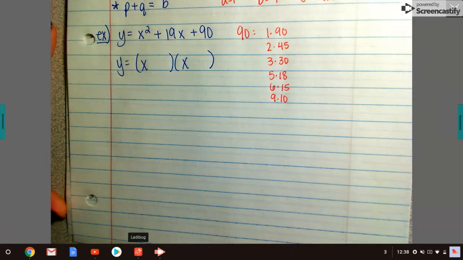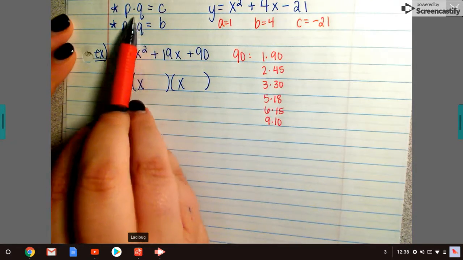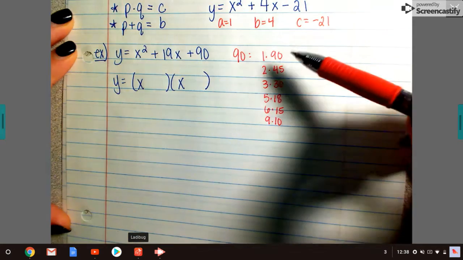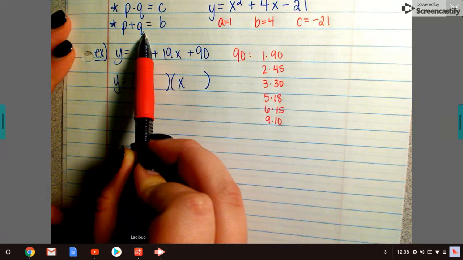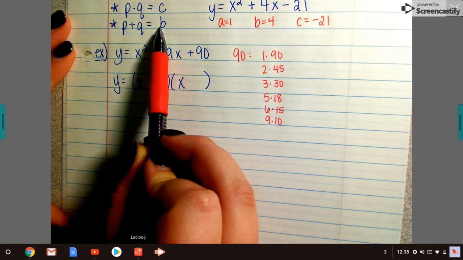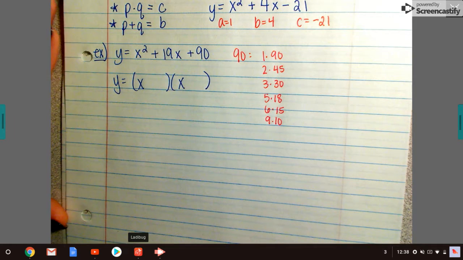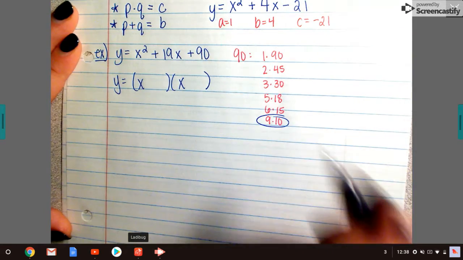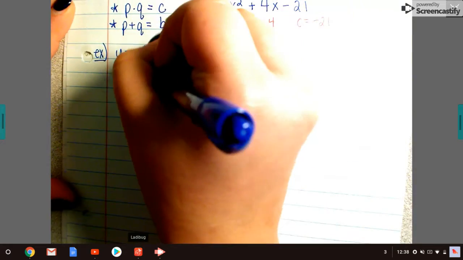So let's see where we're at. These are all p's and q's getting multiplied, so we've satisfied the first requirement, that p times q equals c. These are all my options. My second step is to find a p-q combination that equals b. So let's check all our combos. Do any of these equal 19 if I added them? Well, yes, this one does: 9 and 10. So those are my numbers, 9 and 10.